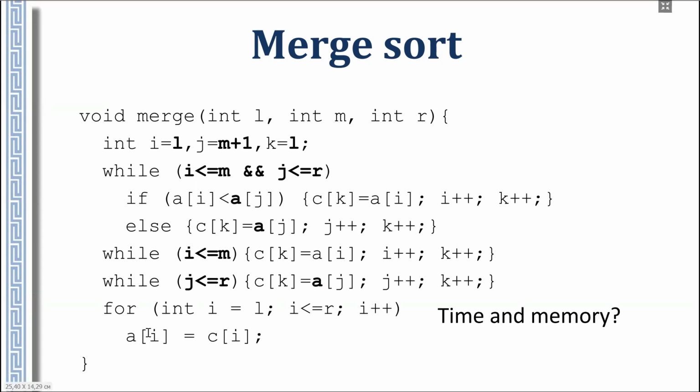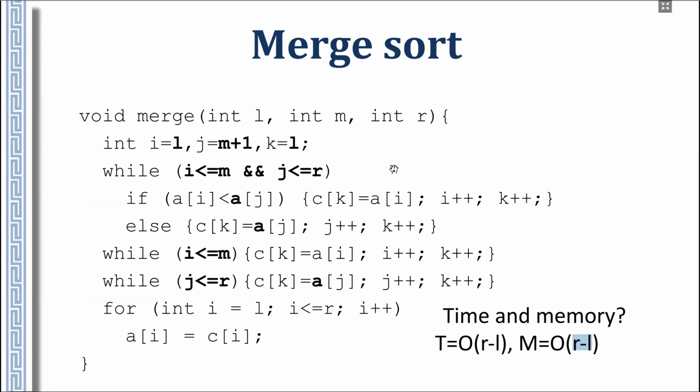After that, we copy indexes from L to R back from C to A. Okay, what is the time complexity and memory complexity here? Time complexity is R minus L because it is the sum of lengths of two parts, from L to M and from M plus 1 to R. The total length is R minus L. Memory complexity is also R minus L, because if our goal is to have the merged sorted part of A from L to R, then C is additional memory. So the complexity is R minus L.